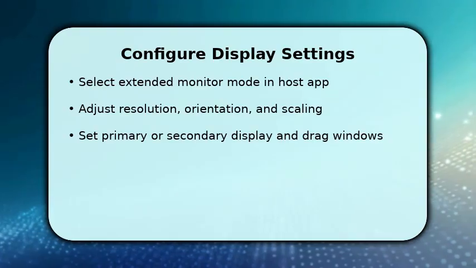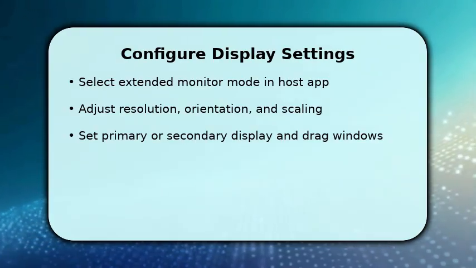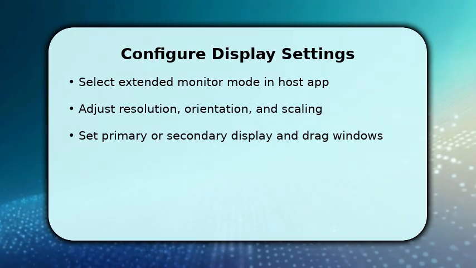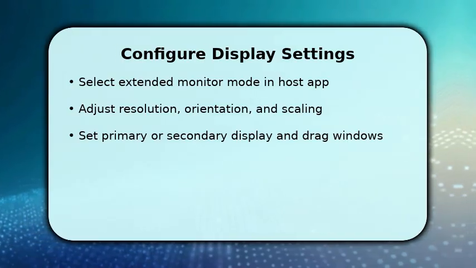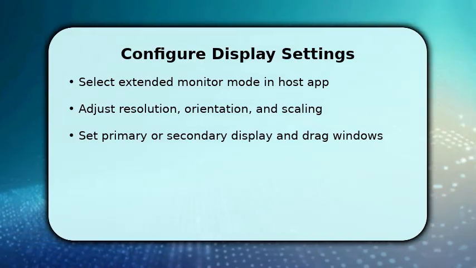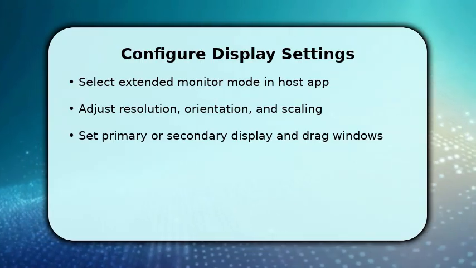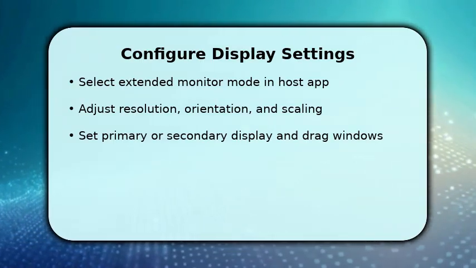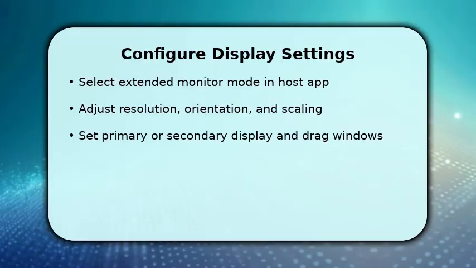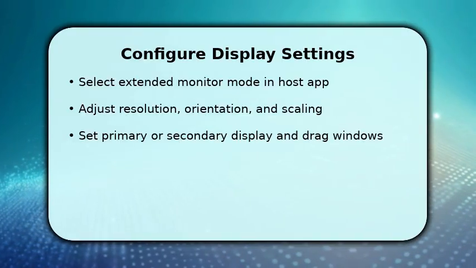Now configure the extended display. In the host app, choose extended monitor rather than mirror, then pick resolution and orientation that match the phone. Lower resolution reduces latency. Drag the on-screen monitor icon to the correct side so your mouse flows naturally. Set scaling to prevent tiny text.